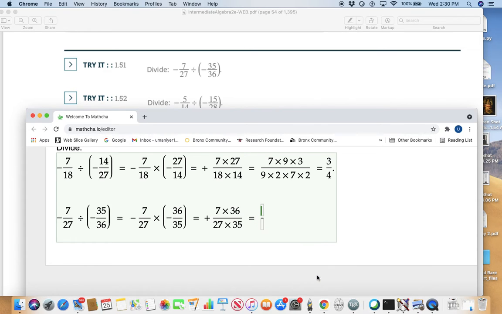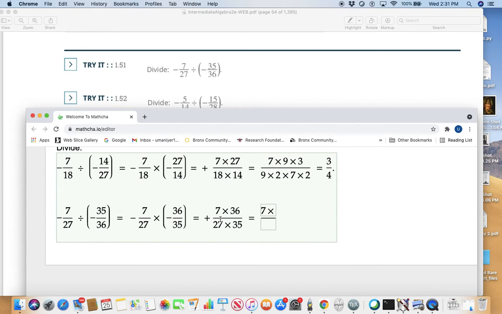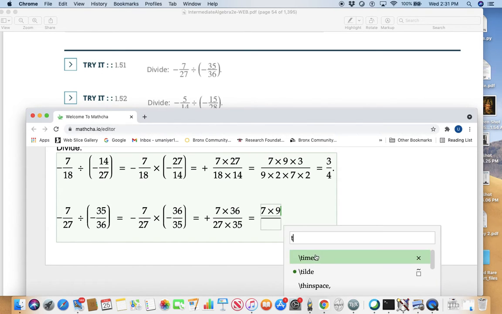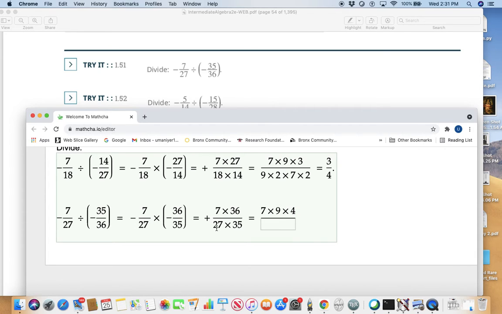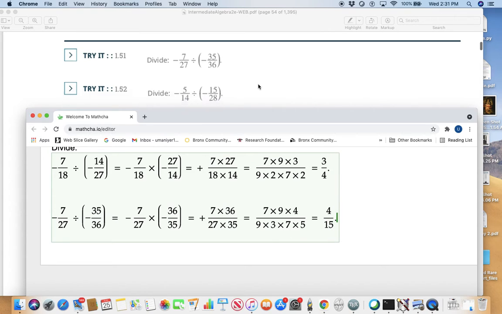So this is a fraction. 7 times 36. 36 is 9 times 4. 27 is 9 times 3. And 35 is 7 times 5. Okay. So let's see. That 7 reduces this 7, that 9 reduces this 9. So you're left with 4 above and 3 times 5, 15 below. Alright. Next.